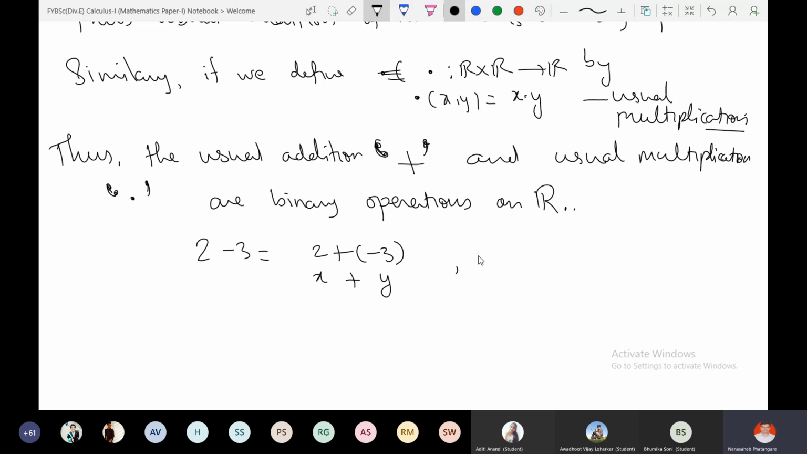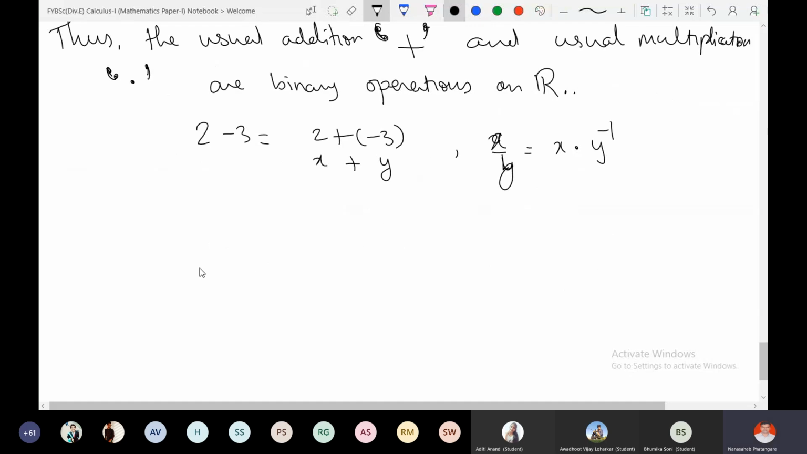Or when I say division, x by y is basically x multiplication with y inverse, and therefore division is basically multiplication. And therefore, there are only two basic operations, addition and multiplication, right? So there are only two basic binary operations, addition and multiplication. Subtraction and division are not different from these two operations. They are the same, right? Fine.